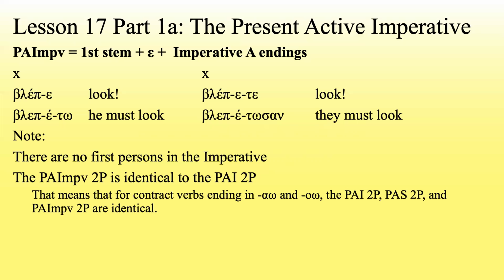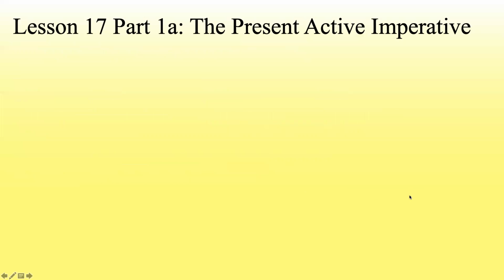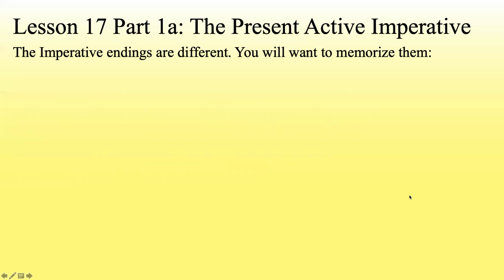Now, unfortunately, that means that for contract verbs that end in AO and AO, the present active indicative, present active subjunctive, and present active imperative second plural are all identical because the subjunctives were the same as the indicatives for the AO and AOs in all six forms. So here, because this is also identical to that, it's also identical to that. Isn't this great?